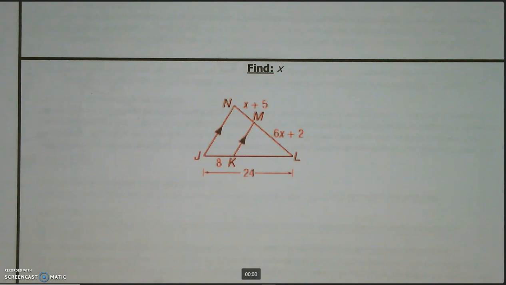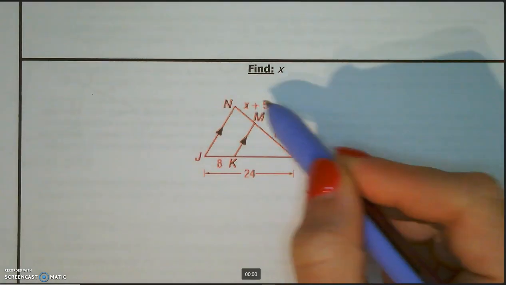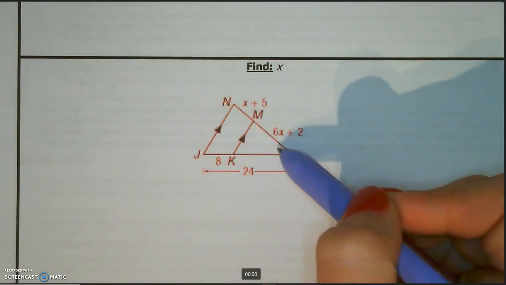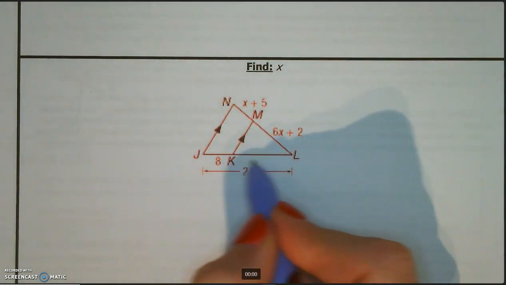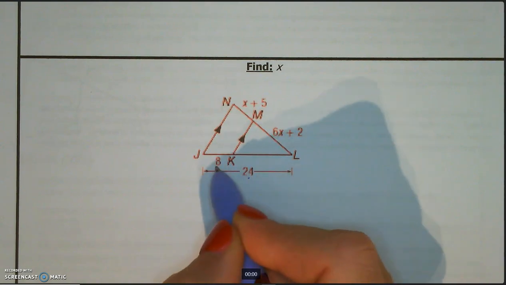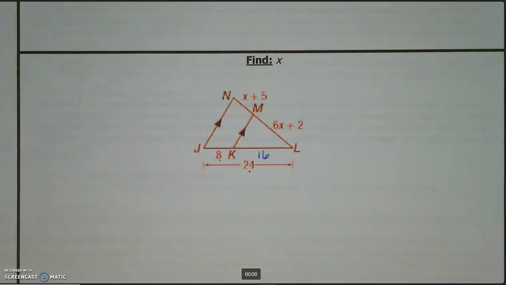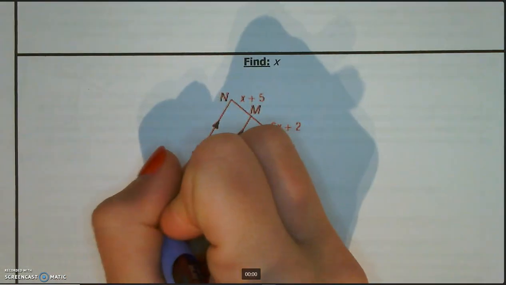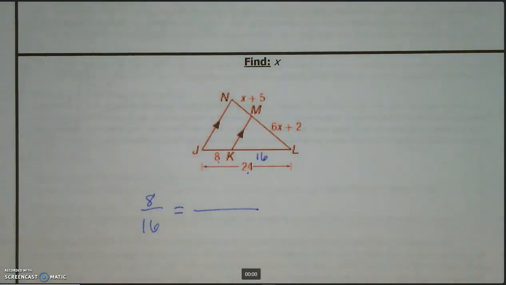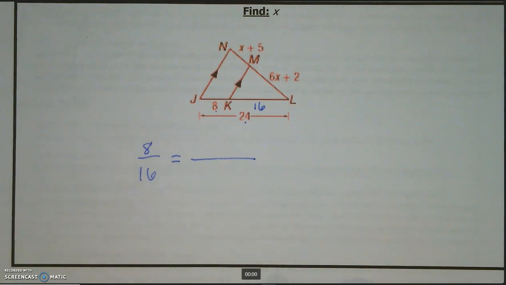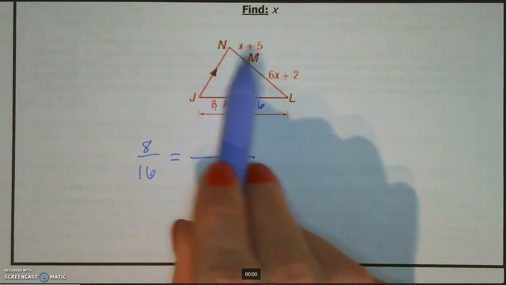All right, looking at the next case. I can use side splitter to solve for X because those are part of sides that are actually being split by the parallel lines. So we can do part over part, but I do need to find this part right here, right? 24 minus 8 is going to leave us with 16 for that part. All right, so if I were to do 8 over 16, take a guess as to what would have to go on the other side. Okay, I did left over right, so I'm going to do left over right.